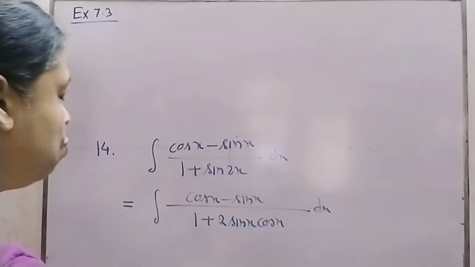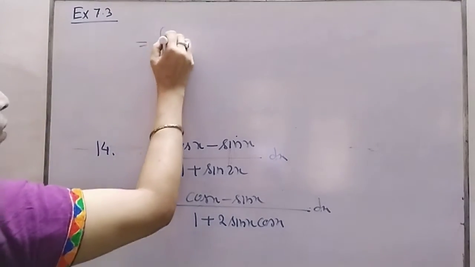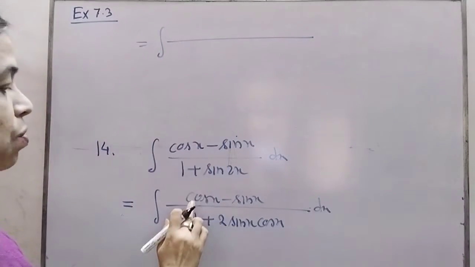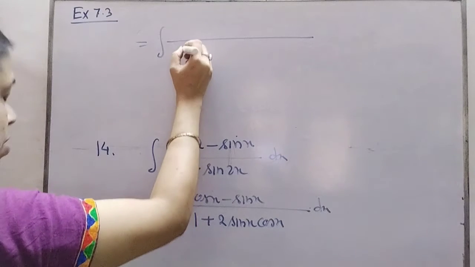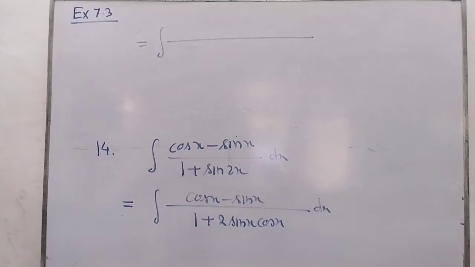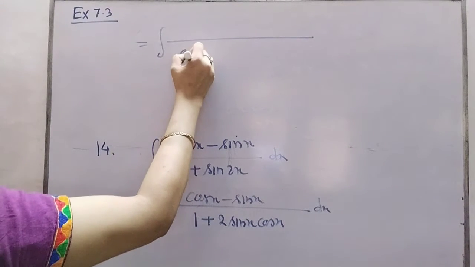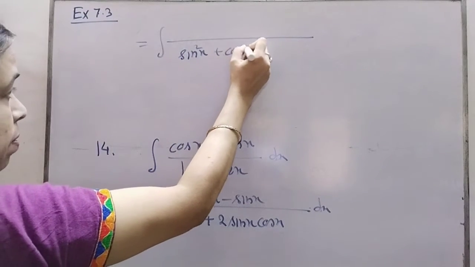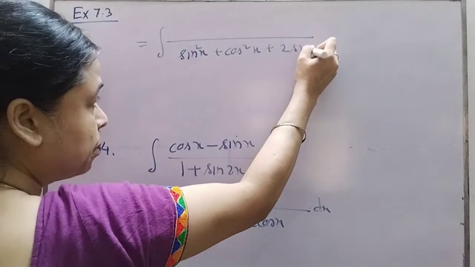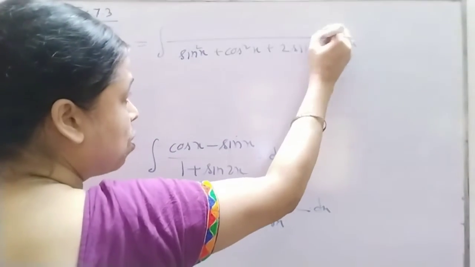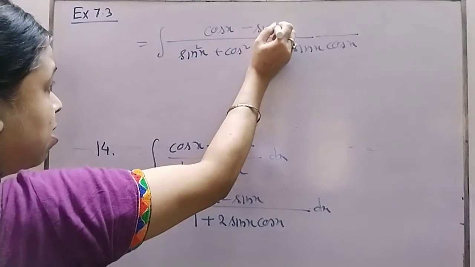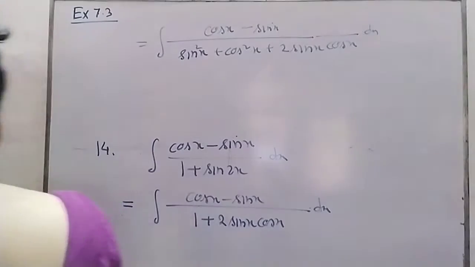So I am going to do what? In place of 1, I will write down cos square x plus sin square x. I want to get cos as the first expression, but sin x first or cos first, whatever you want. Sin square x plus cos square x I am writing, plus 2 sin x cos x because it is more convenient for us. Cos x minus sin x into dx.